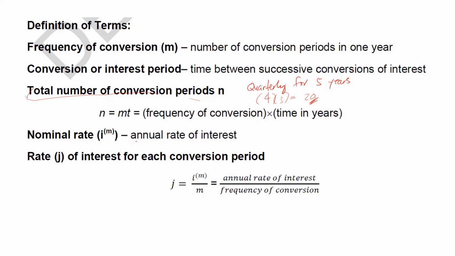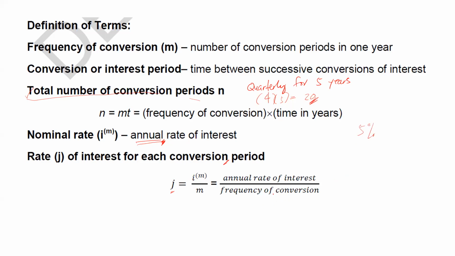Now, the nominal rate is the annual rate of interest, the interest in 1 year. Next is the rate denoted by j. This is a different rate. It is the rate of interest for each conversion period. If quarterly, how much is the interest per quarter. The nominal rate i raised to m is the interest in 1 year. So, for example, the annual rate of interest is 5%.